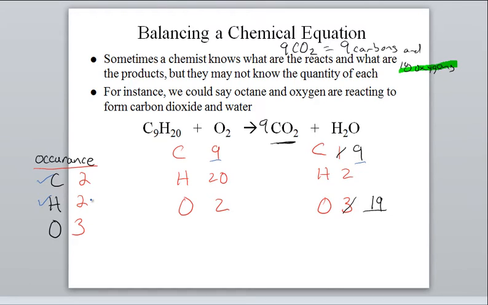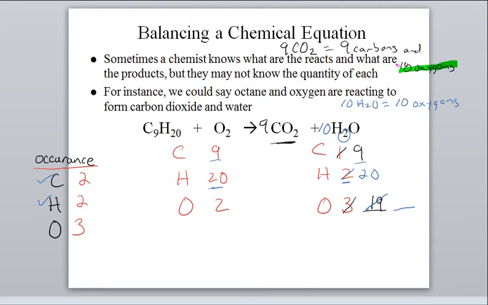Now we're going to do hydrogen. Still going to save oxygen for last. So what do we see? There's 20 hydrogens on the reactant side, 2 on the product side. We need to have enough water molecules so that we have 20 hydrogen atoms. Hydrogen occurs twice per water molecule. So if we had 10 water molecules being formed, 10 times 2, that would change that number to 20. However, there's oxygen in water, so we have to recount oxygen again. And again, in most disciplines, it's good to be careful. If you just added 10 to 19, you'd get the wrong answer.